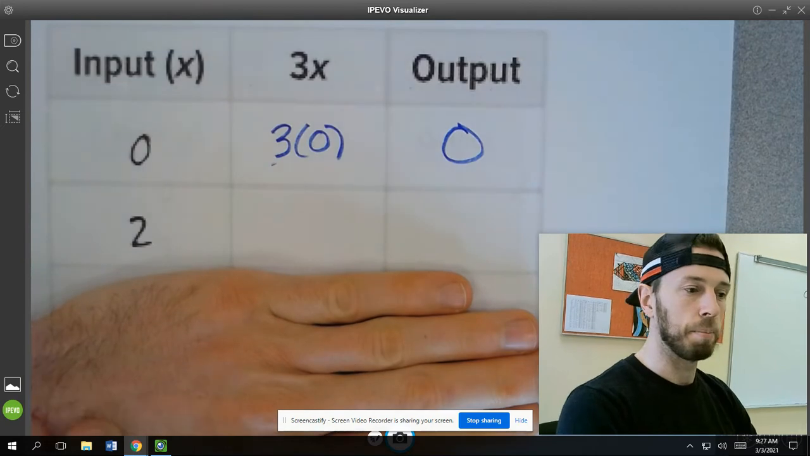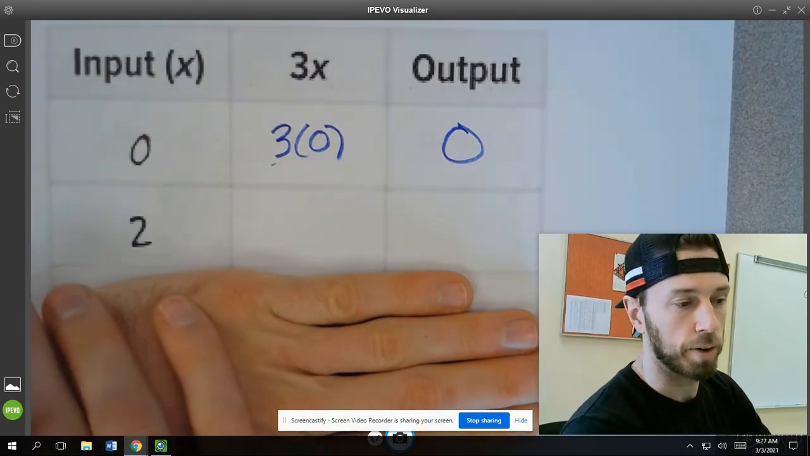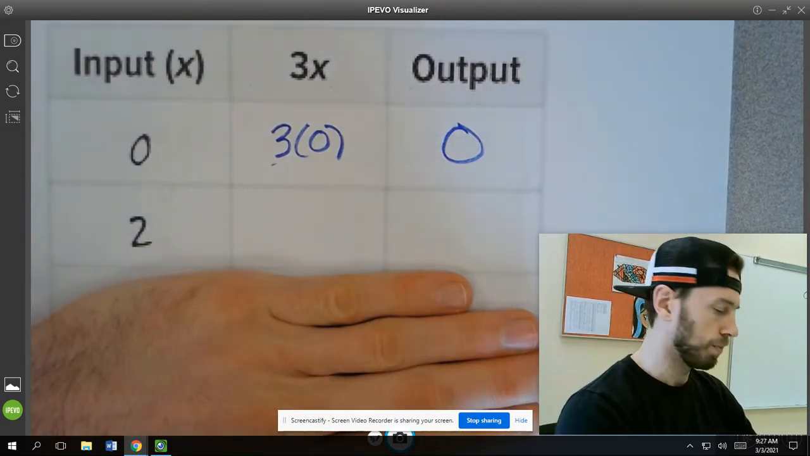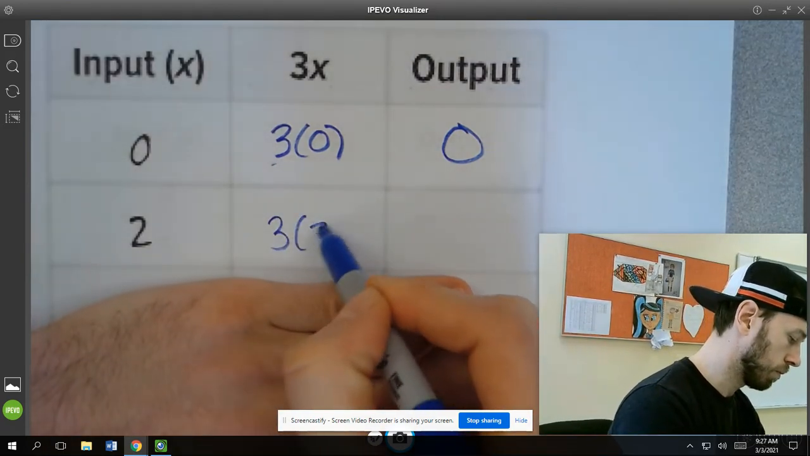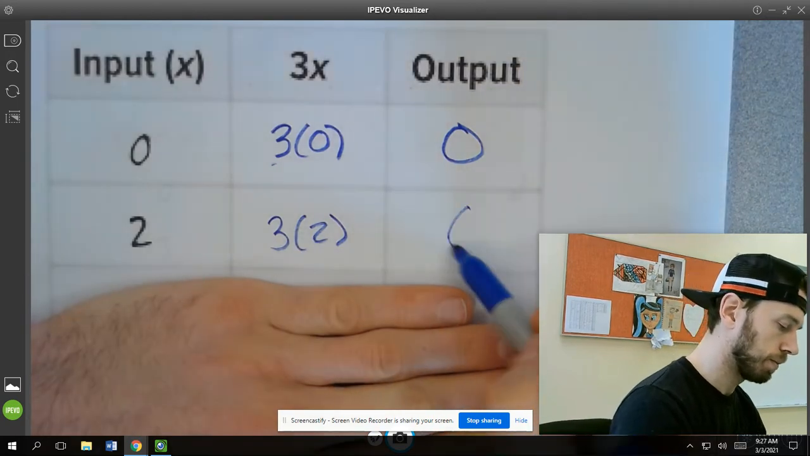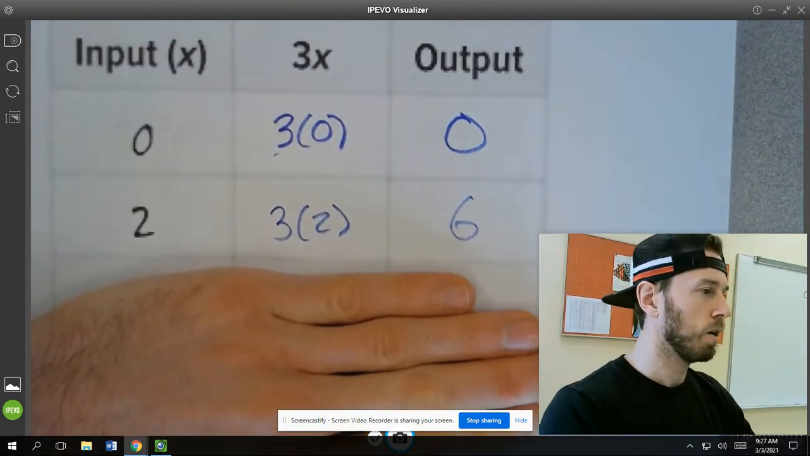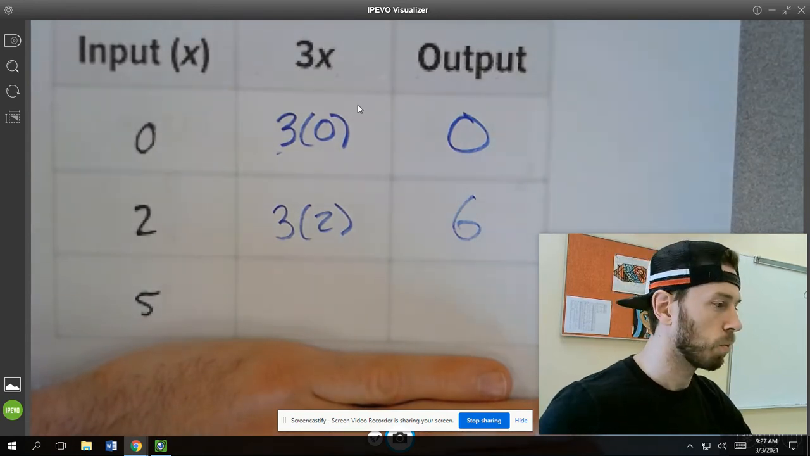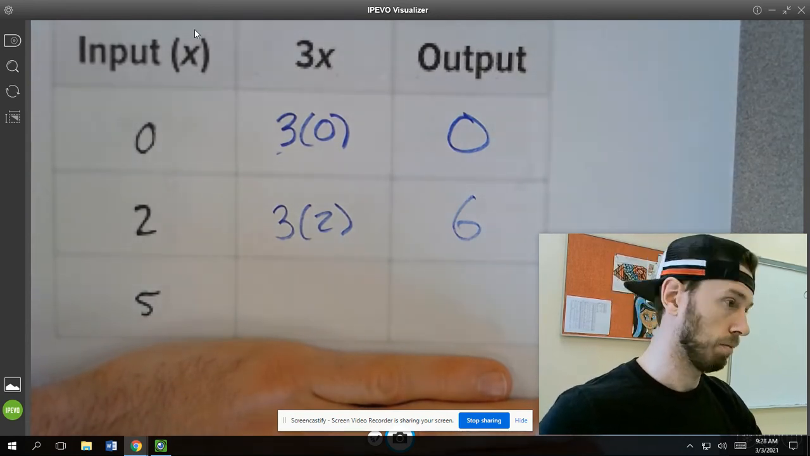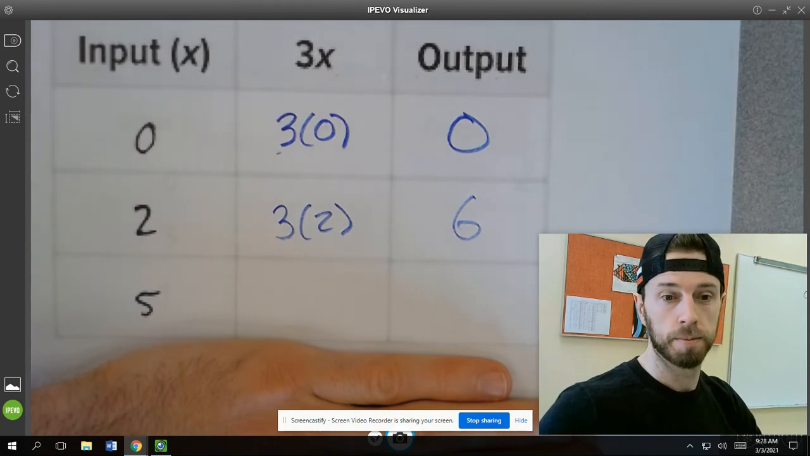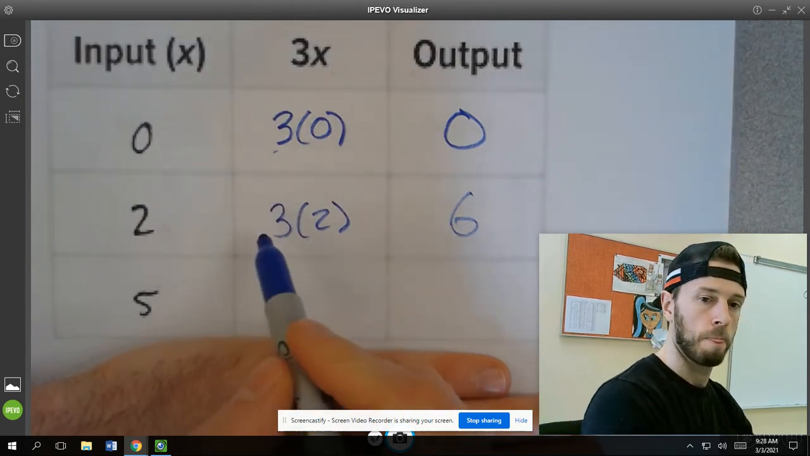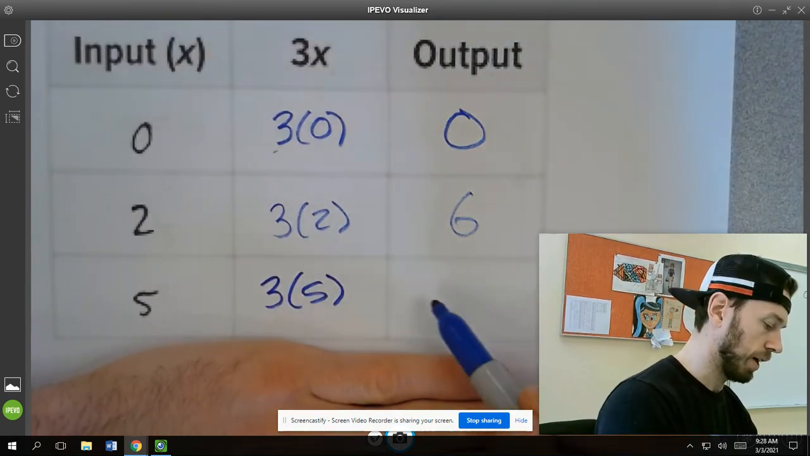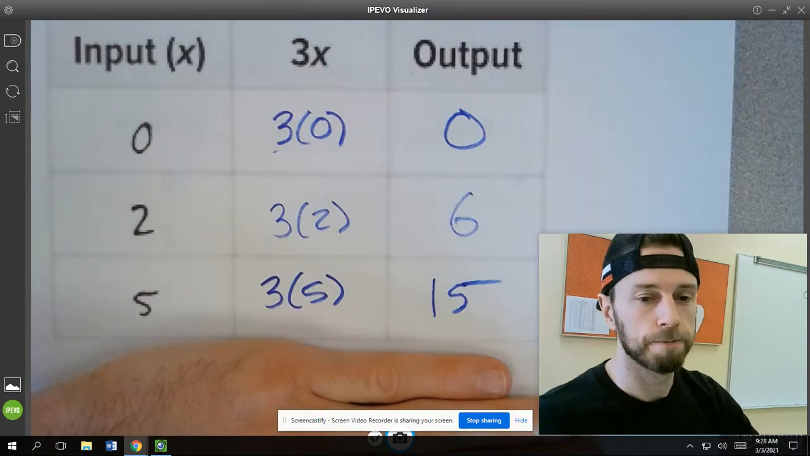What would the output be if the input is 2? You don't have to stop the video or anything here. Just kind of think in your head or say it out loud. What do you think the output would be if my input is 2? Well, 3 times 2 is 6. What would the output be if my input is 5? My output would be 3 times x, right? 3, and x is 5. The output would be 15.